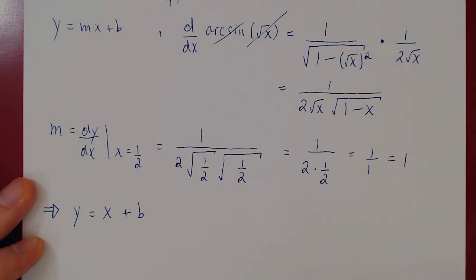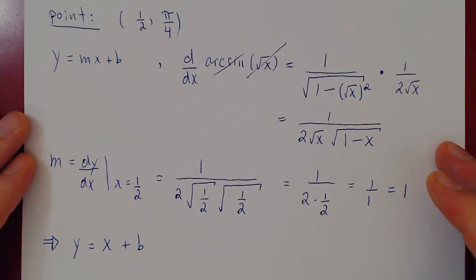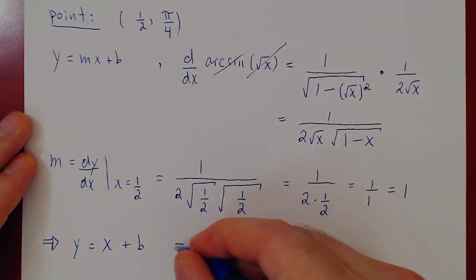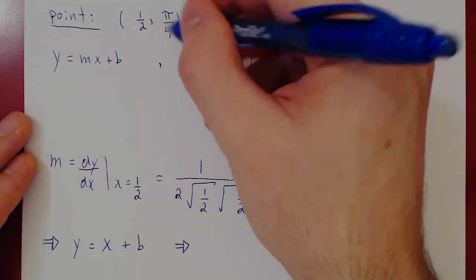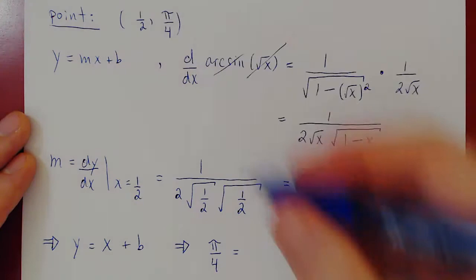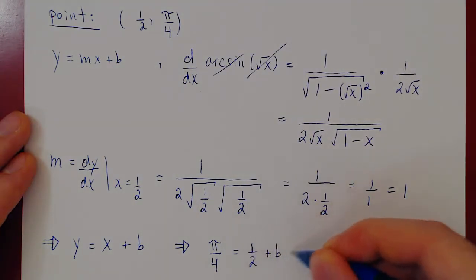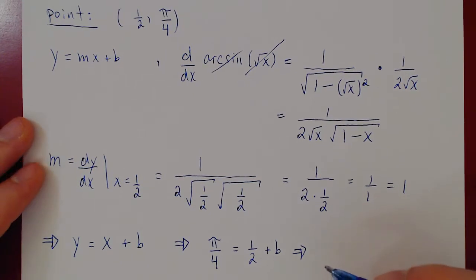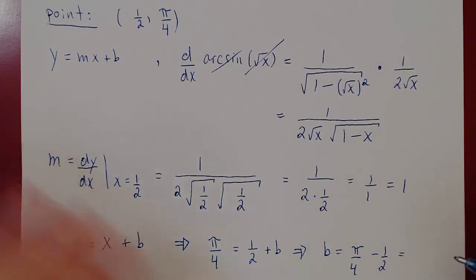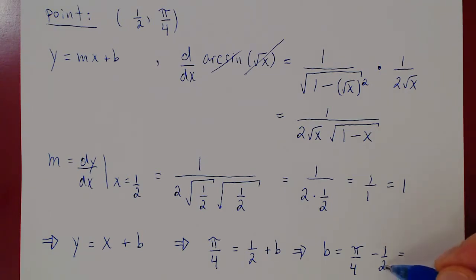And as always, to solve for b, we have to use the point that passes through the tangent line. And the point here is x equals 1/2, y equals pi over 4. So we make this substitution. So replacing y by pi over 4, and replacing x by 1/2. And we can solve for b by subtracting 1/2 on both sides of the equality. Therefore, b is quite simply pi over 4 minus 1/2. And if we want this as a single fraction, multiply this by 2 over 2, and you'll have pi minus 2 over 4.